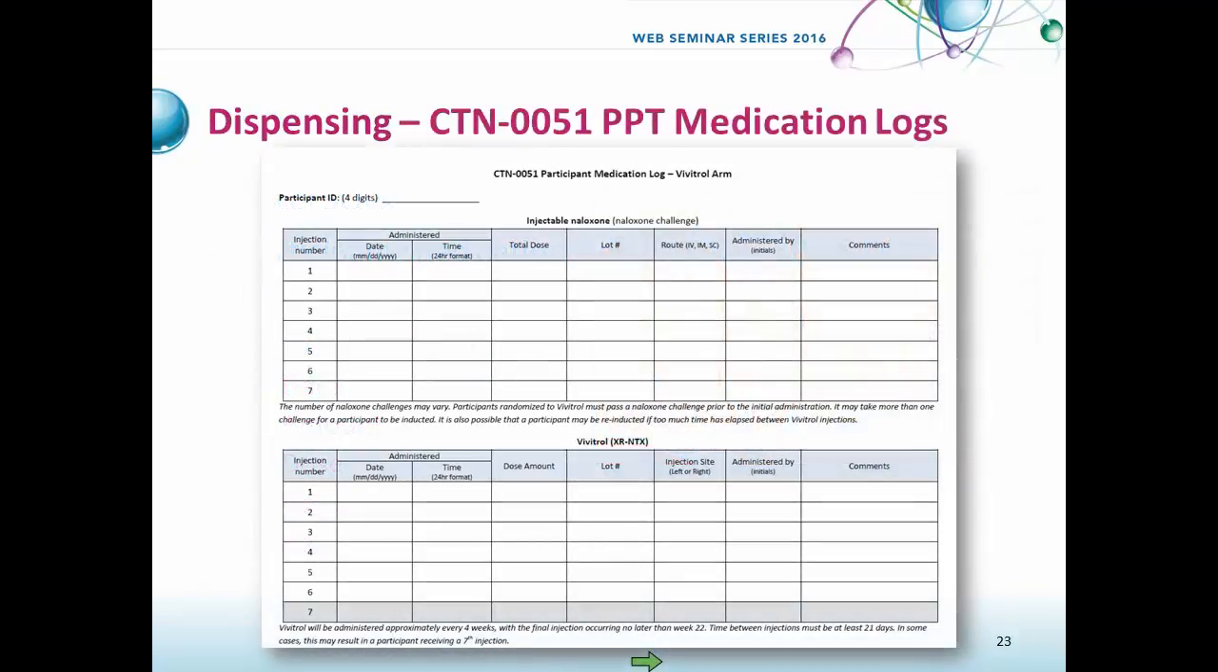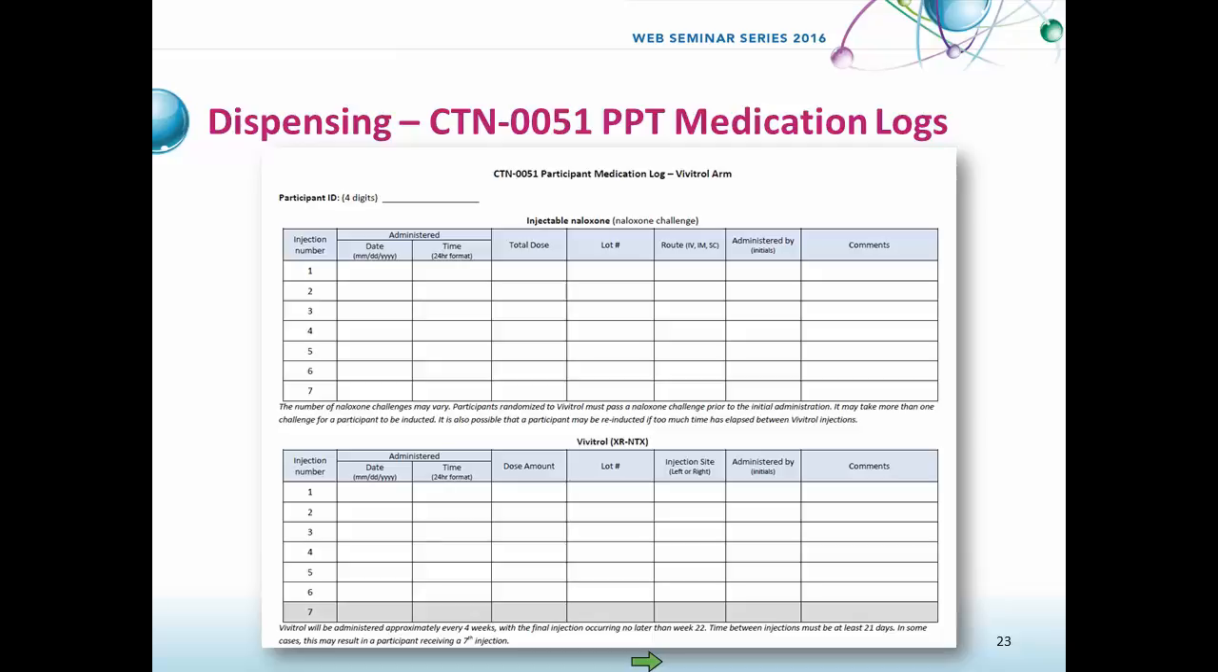So patients receiving Vivitrol often receive naloxone beforehand in what's called a naloxone challenge to make sure that they're sufficiently cleared of opiates. Otherwise, administering Vivitrol can put them into precipitated withdrawal and the participants can feel quite sick. So for participants on the Vivitrol arm, we combined the naloxone and the Vivitrol on one log and provided some brief guidance at the bottom.